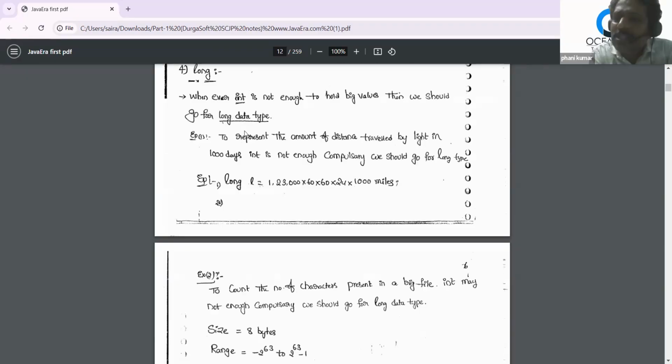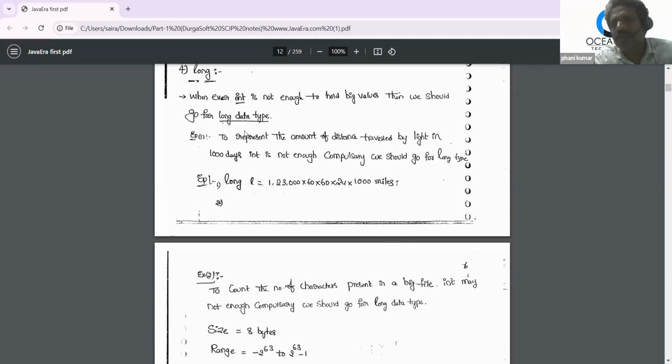The fourth numeric data type is the long data type. Okay, what is the long data type? We do not use this in all areas. When do we use this long data type? When the values are approximate values, not exact values. Some values are not exact, some are approximate values.